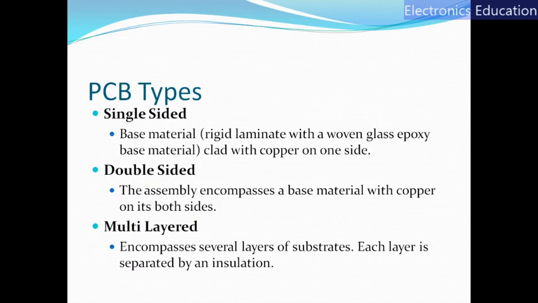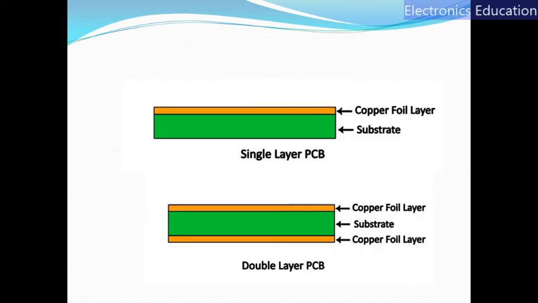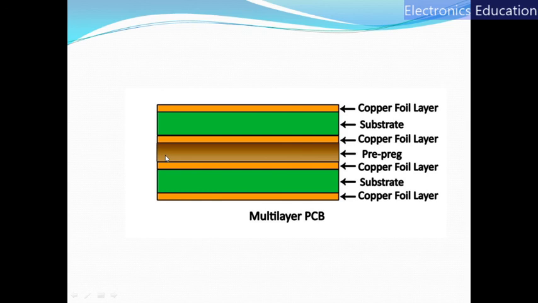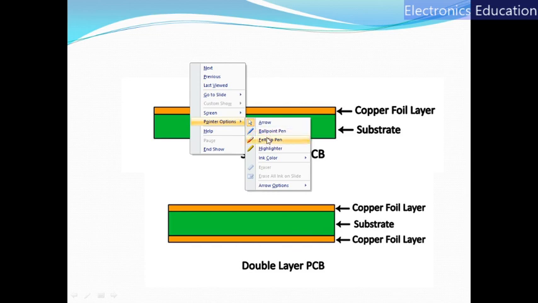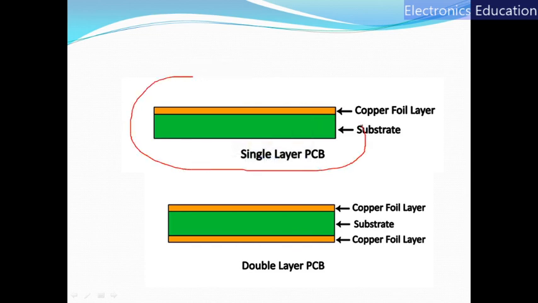Now, this presentation is a very basic level presentation. Here the PCB is classified as single-sided PCB, double-sided PCB, and multi-layered PCB. So what is single-sided PCB? Here we have a diagrammatic representation of single-sided PCB. This is a single-sided PCB with one substrate or insulating material on which a copper material or metal conducting material layer is deposited.